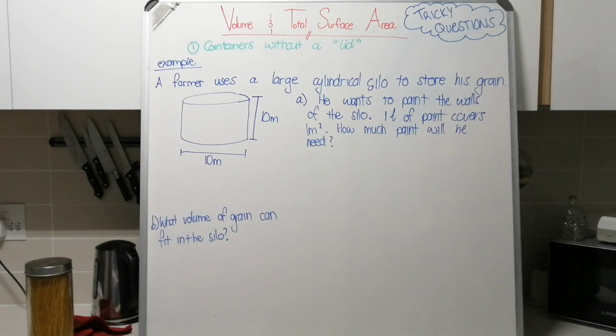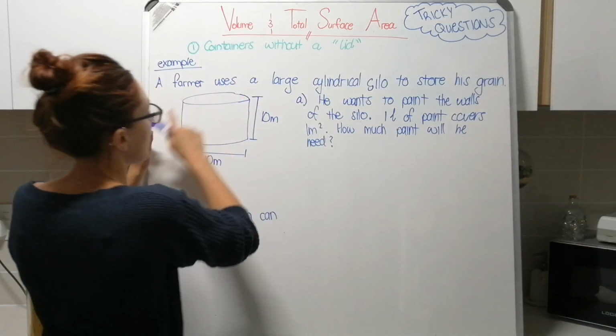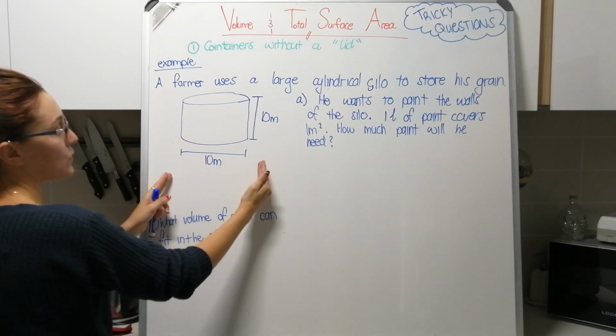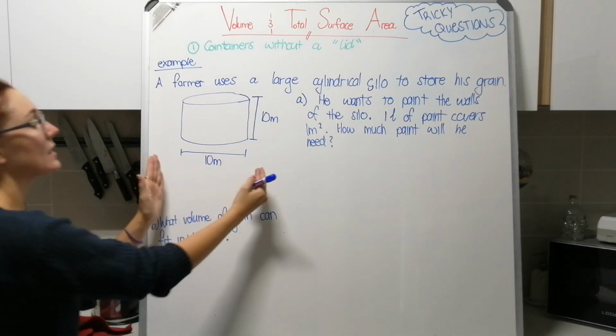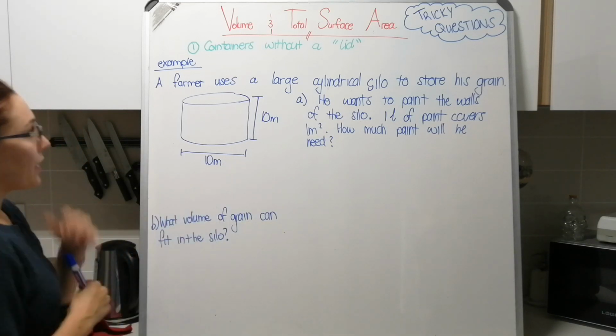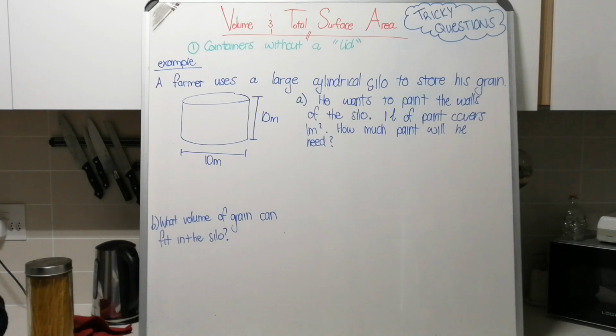Okay guys, so here's our question. We've got a farmer who uses a large cylindrical silo to store his grain. They've given us a diagram of the silo, so it's a cylinder shape. They tell us that it's 10 meters high and that the bottom of it is 10 meters wide, so basically the diameter of our cylinder is 10 meters. Question A: he wants to paint the walls of the silo, and 1 liter of paint covers 1 meter squared. How much paint will he need?